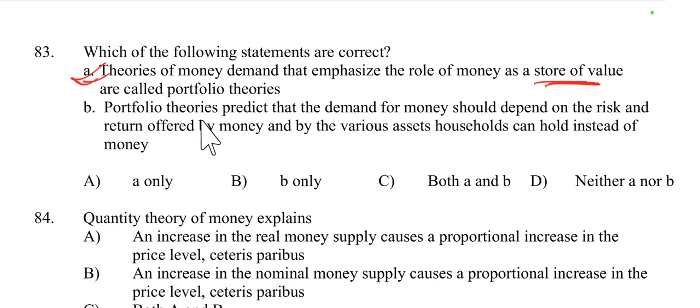Then option B: portfolio theories predict that the demand for money should depend on the risks and returns offered by money and by the various assets households can hold instead of money. This is also right, because portfolio theories indeed predict that the demand for money will depend on the risk and return offered by money compared to other assets that households could hold. So options A and B are both correct, and option C is right.